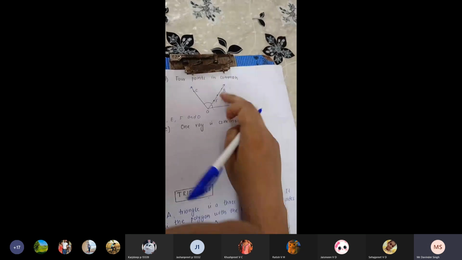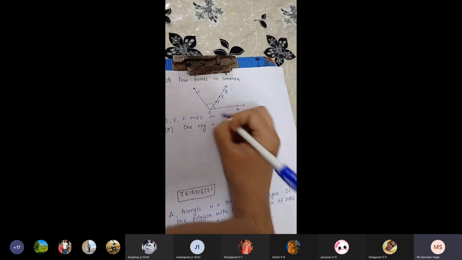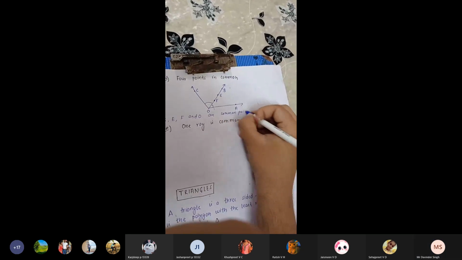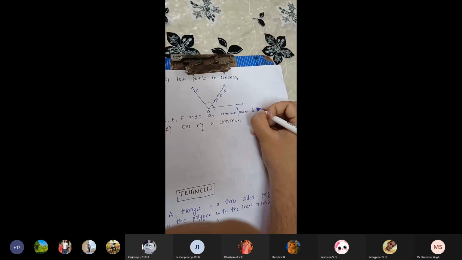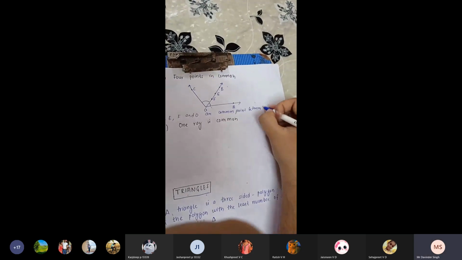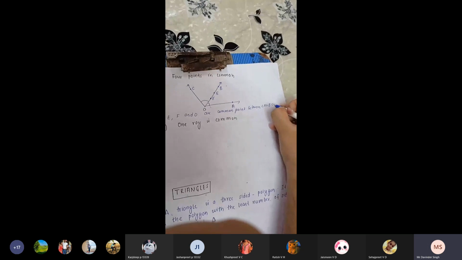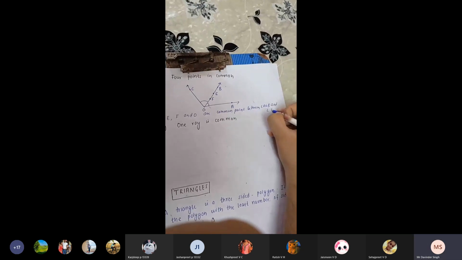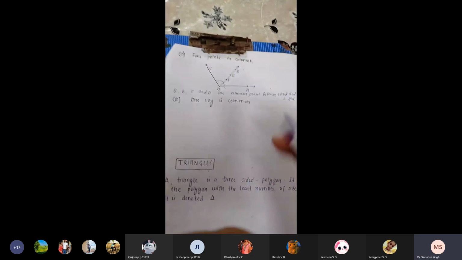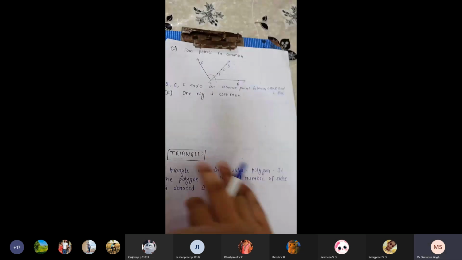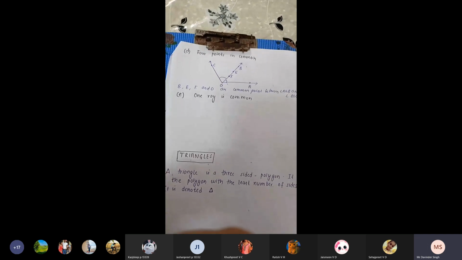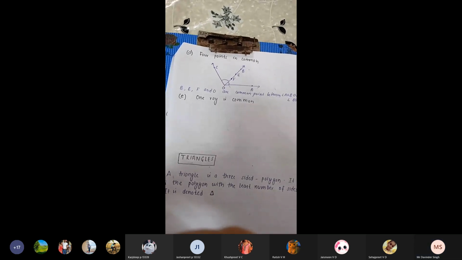B, E, F and O are common points between angle AOB and angle BOC. So these 4 points are common between these two angles. Any doubt on this you can ask me. No?